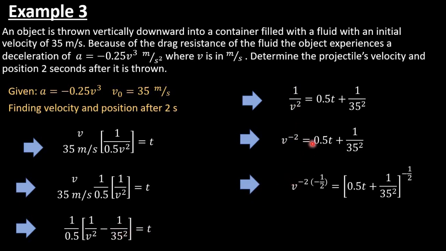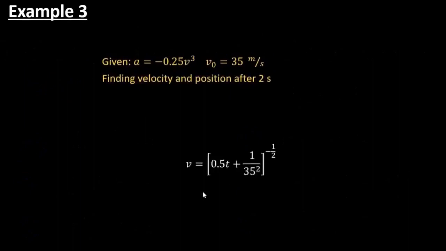And then if I raise both sides to the power of minus a half, what I end up with is just v, because minus 2 times minus a half is just going to give me 1. So v to the 1 is just v. And then this side is going to get raised to the power of minus half as well. So whatever I do to one side, I'll do the same to the other side. So that's going to simplify down to this. Continuing on.